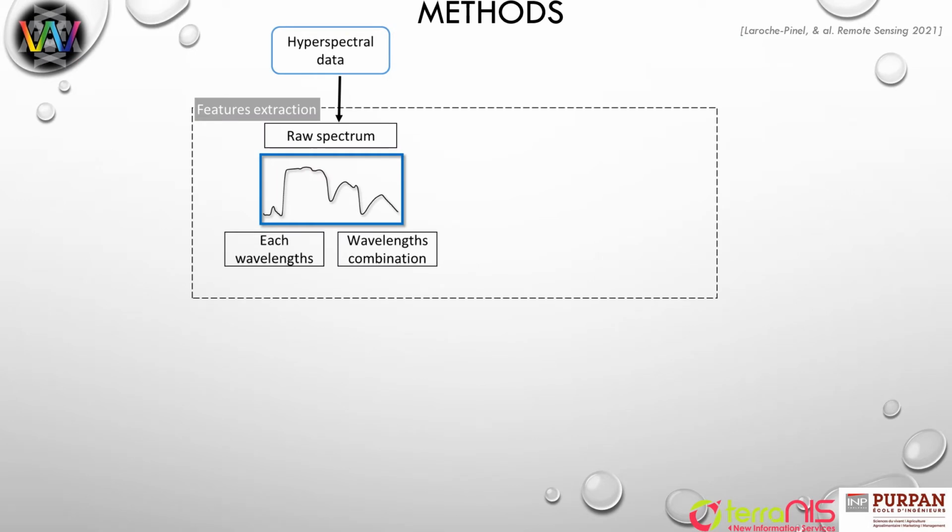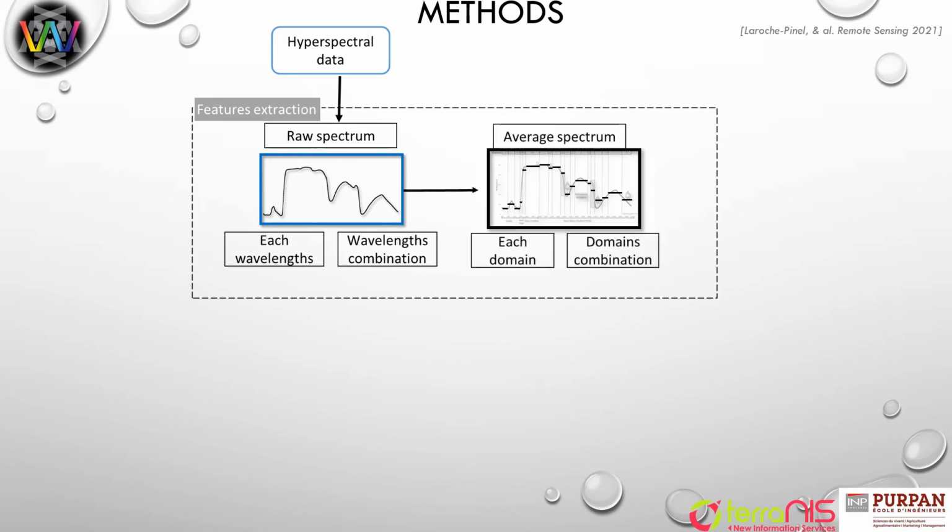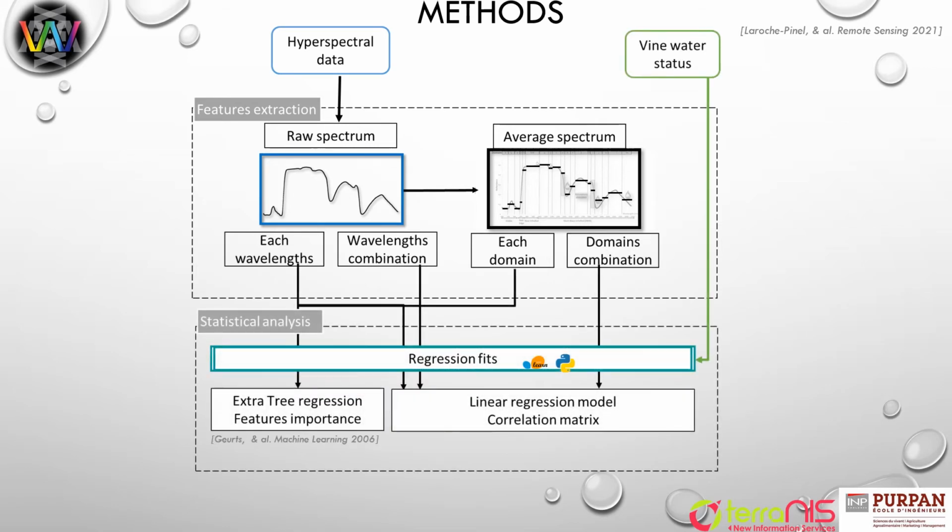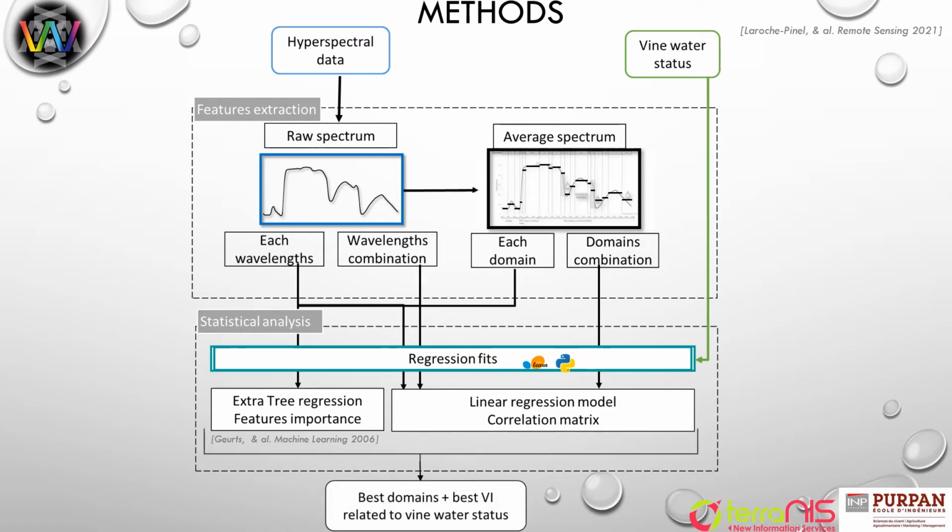Analyses have been carried out using the raw spectrum, considering each wavelength apart, or with wavelength combinations using hyperspectral vegetation indices. In a second time, we also averaged the spectrum by spectral domain, and also used domain combinations with multispectral vegetation indices. These 4 features were then analyzed with 2 models, a simple linear regression and a non-linear regression model, the extra trees. Because of the low number of samples, there is an important risk of overfitting, so the objective was not to find the best fit between hyperspectral measurements and SWP values, but rather to highlight the most promising wavelengths and spectral domains.